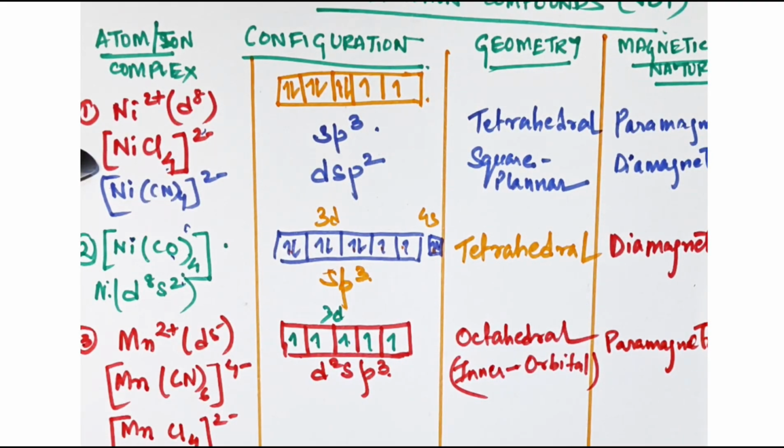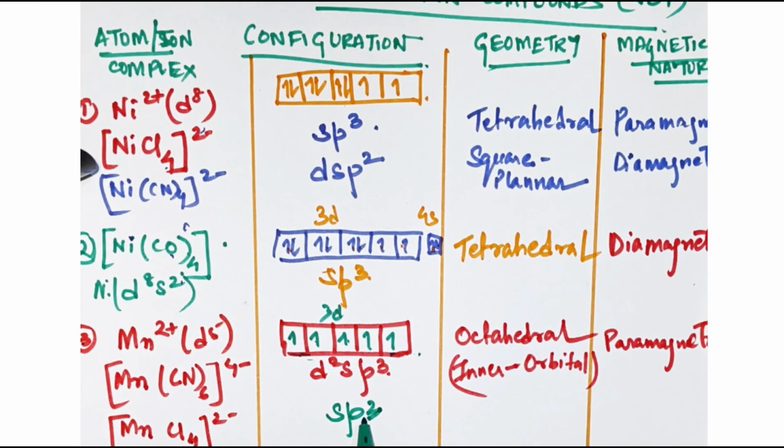Now see here, MnCl4. Because chlorine is a weak field ligand, all d4 3d subshells are filled, so it will not pair up. Four electrons are there, so the s orbital is left out and p. Next, 4s and 4p it will take up, so it is going to form sp3, because 4 chlorine. So it will be tetrahedral. Unpaired electrons are there, so paramagnetic.